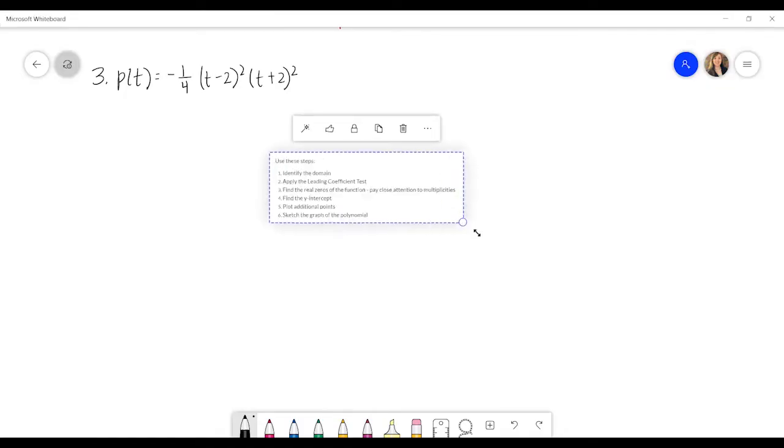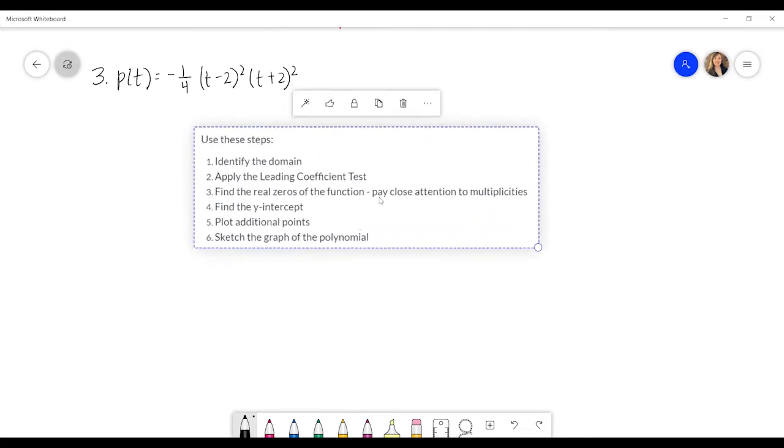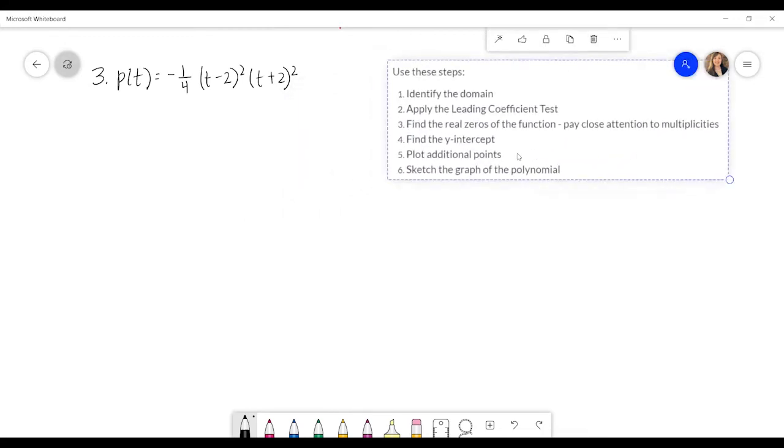Okay, so again, I recommend following these steps. They give you clear organization about what is expected for this question. So as always, the domain for a polynomial is going to be the set of real numbers.